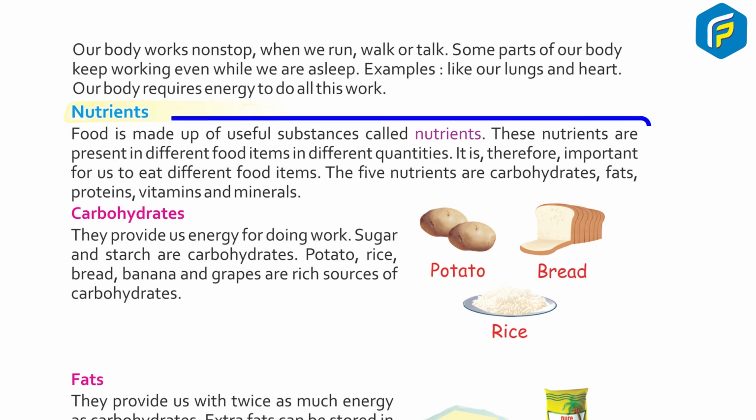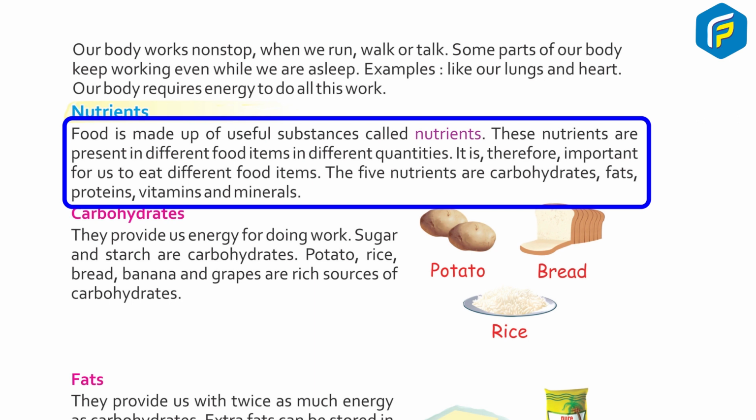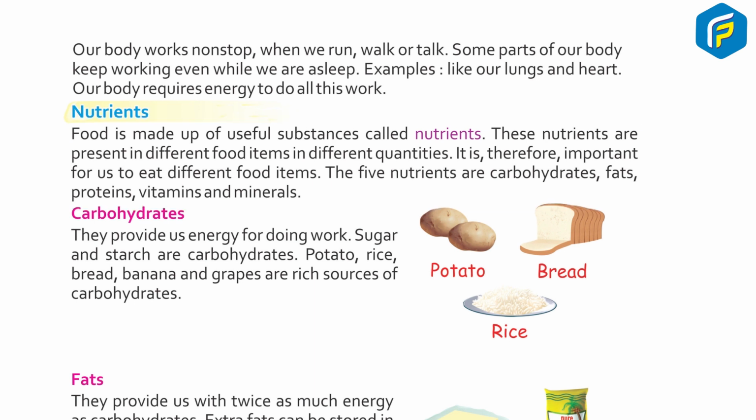Nutrients. Food is made up of useful substances called nutrients. These nutrients are present in different food items in different quantities. It is therefore important for us to eat different food items. The five nutrients are carbohydrates, fats, proteins, vitamins and minerals.